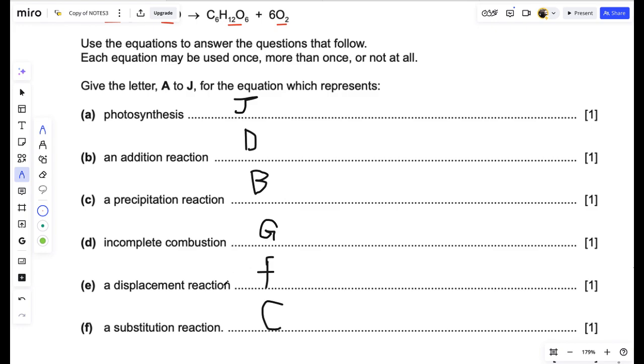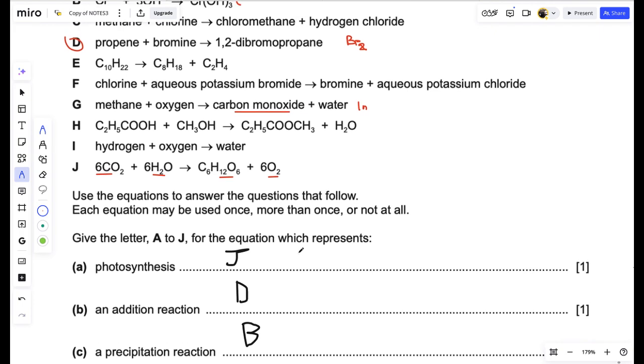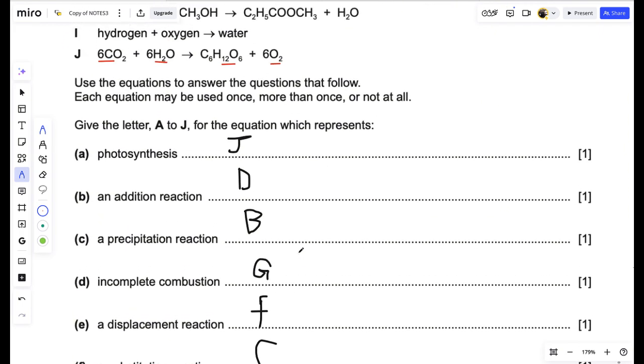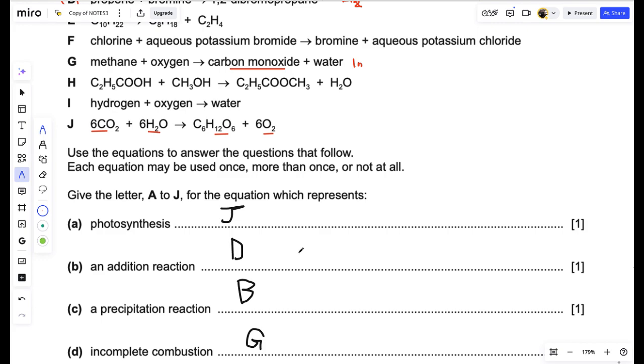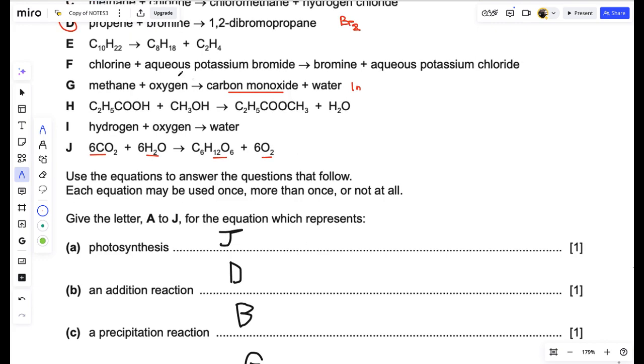Then a displacement reaction. Displacement reaction is the one where chlorine displaces bromine, right? Where chlorine, because it's higher in reactivity series, displaces bromine. When we have chlorine plus potassium bromide, you produce bromine separately, and the chlorine will replace the bromine in the potassium bromide. So instead of having KBr, it will be displaced. The end result will be KCl, potassium chloride. This is a displacement reaction because chlorine is higher in the halogen family.